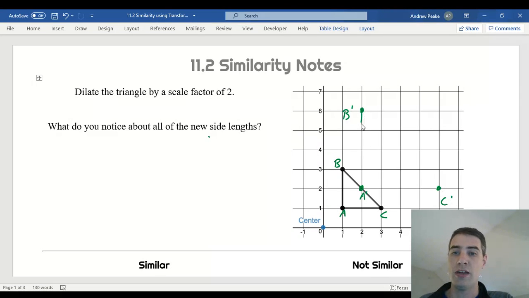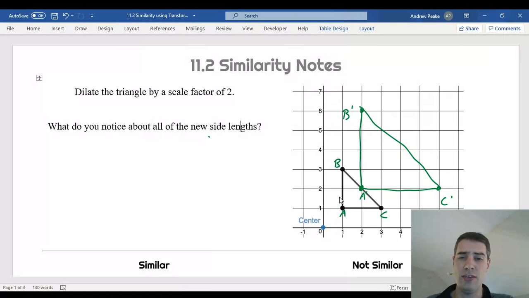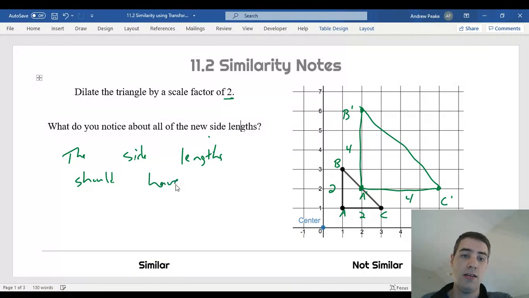So my new triangle would look something like this, landing like that. All right, so what do we notice about all the new side lengths? Well, let's see. I had lengths of, looks like 2 and 2 for AB and AC. Now my new lengths are 1, 2, 3, 4, and 4. So I'm guessing we are doubling, right? So we got the scale factor of 2. The side lengths should all have doubled.